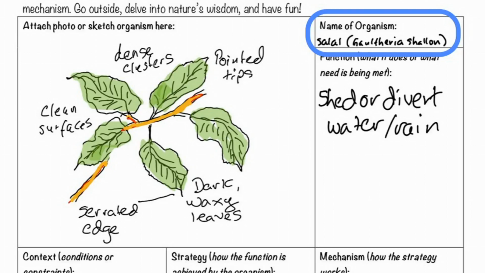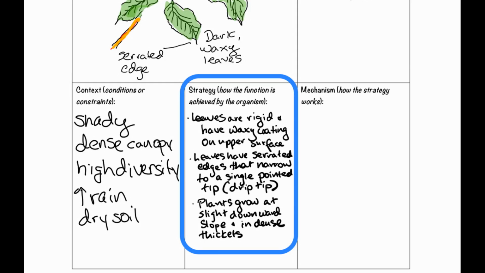There are many sources of accurate information for identifying your organism, both in the field and as part of more in-depth research. We begin to understand the strategy by carrying some of the characteristics we observed in our sketch down into the pertinent field of your worksheet. So we noticed that the leaves were waxy on the surface, we noticed that they had serrated edges and tapered to a specific tip on the end of each one.